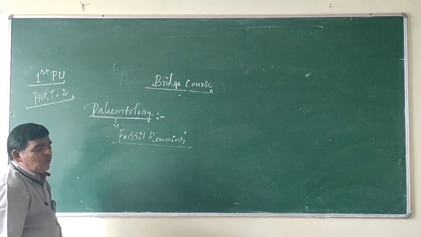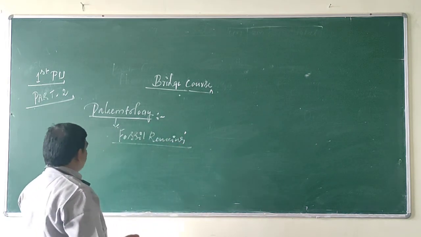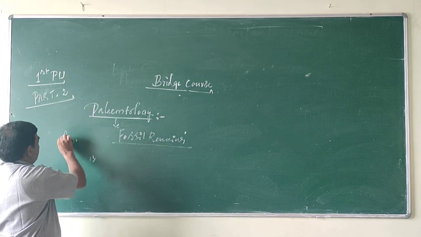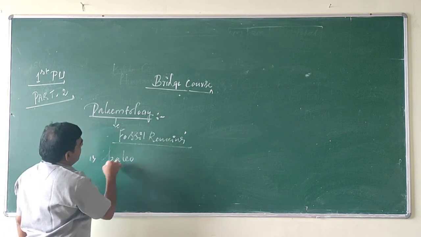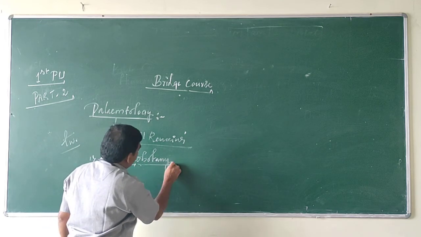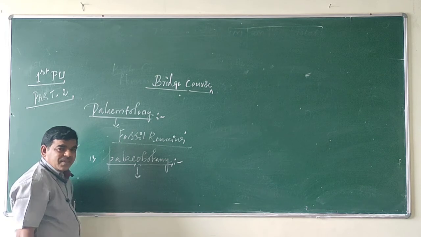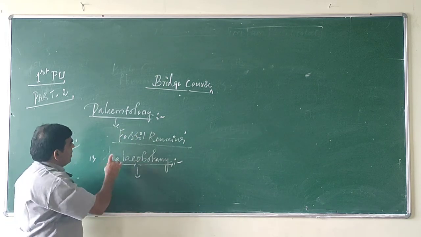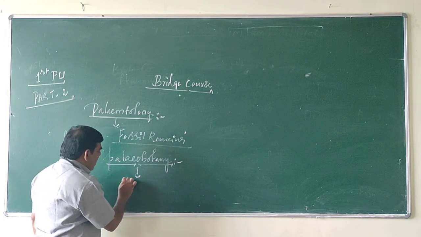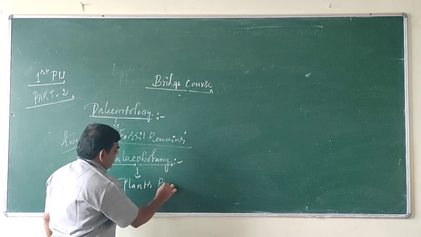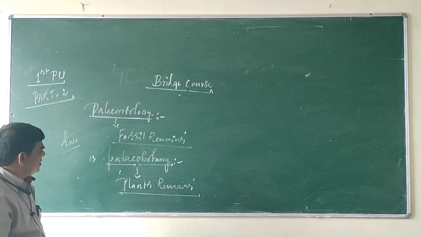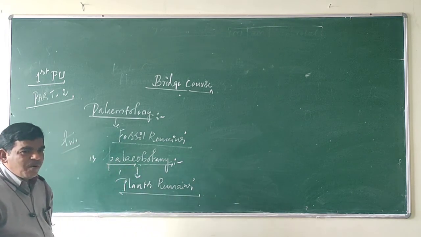Next, fossil remains. There are only two types. Paleontology means the study of fossil remains. First one, paleobotany. Paleobotany deals with the systematic study of plant remains, the remains of plants in the hard crust.